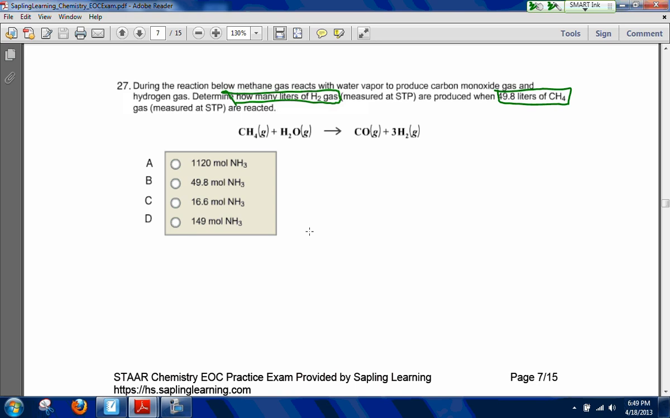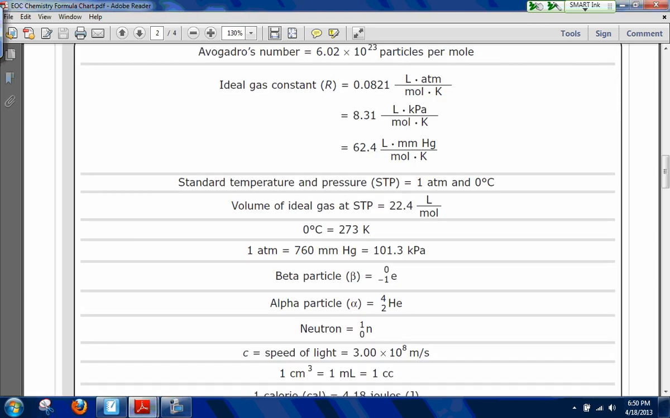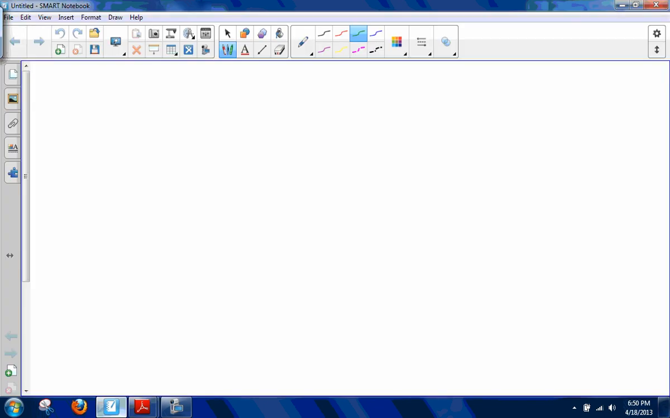But I've got time right now, so I'm going to answer the question for you. We're starting with 49.8 liters of CH4, and at the end, we want to end up with liters of H2. Now, there's a nice little hint on our formula chart. It says that the volume of an ideal gas at STP is 22.4 liters per mole. That's very important because we're going to need that conversion factor in just a minute.